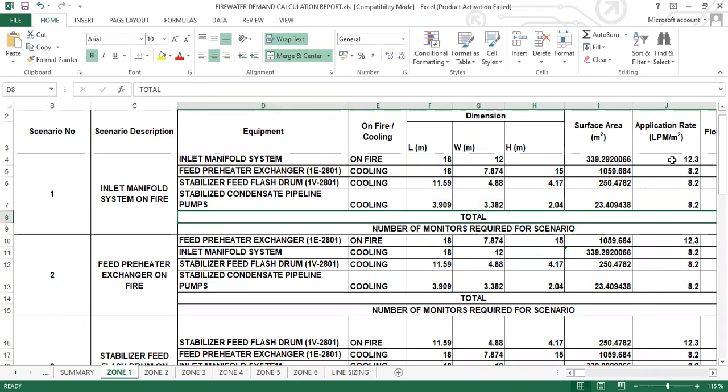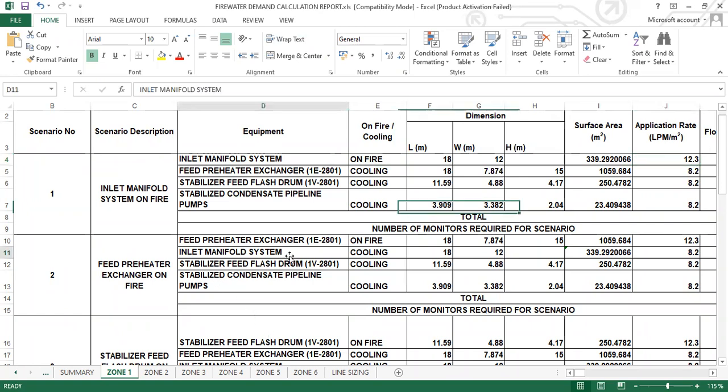So you need to know what equipment you're dealing with to know which surface area you are using. And then in terms of the application rates, like I said before, if you're dealing with equipment that is on fire, you would use a higher application rate typically than for the same equipment being cooled. So for example, for this inlet manifold system, when it's on fire, I'm using 12.3 liters per minute per square meter. But when it's being cooled, you see that I'm using 8.2. Same for the feed preheater exchanger. So depending on whether it's on fire or cooling, the application rate differs.